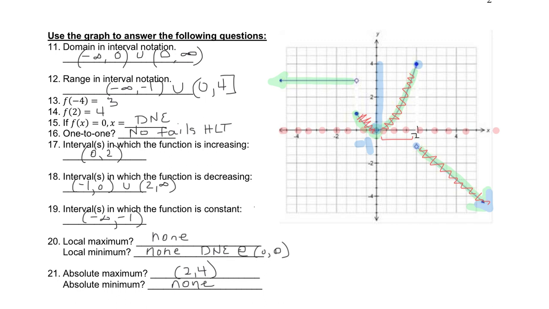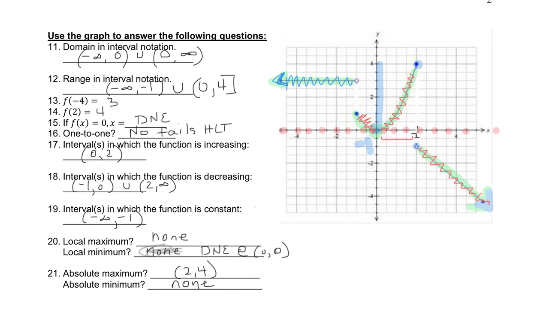The graph is decreasing. Where the graph is constant, we have an area where it's constant from negative infinity to negative 1. This is an arrow here at the end. I kind of got cut off on my graph there a bit. Local maximum, there is no local maximum. There's no place where the graph changes from increasing to decreasing. Local minimum, none. Now this was a little confusing.